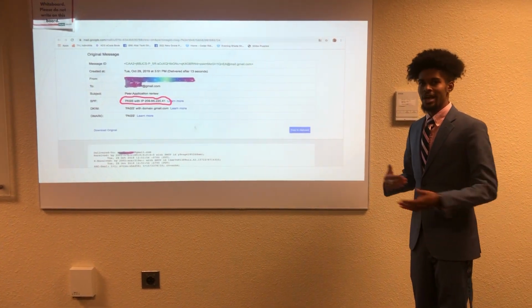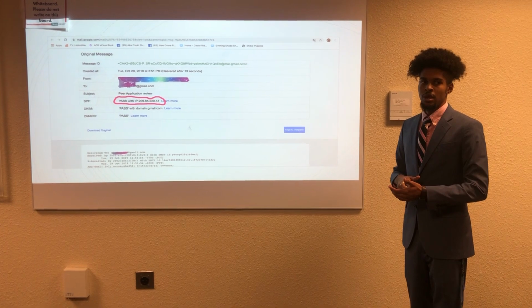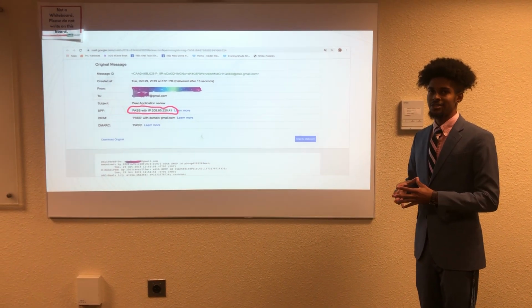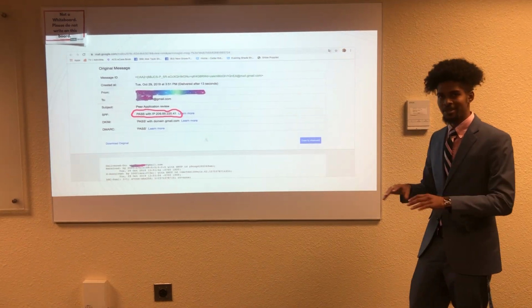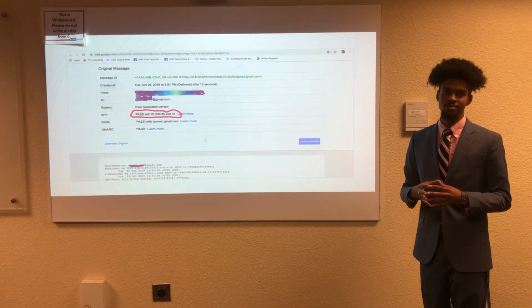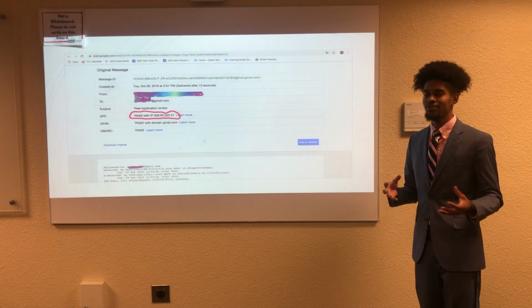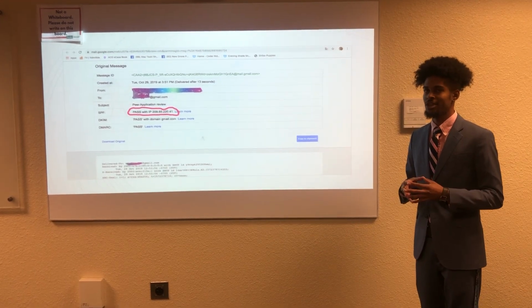So say you got an email from the US military asking you to share some information. You use this IP address finder, you type it in, and you see that it's not coming from the US military, but from a totally different organization. You know that that might be a fraudulent email.